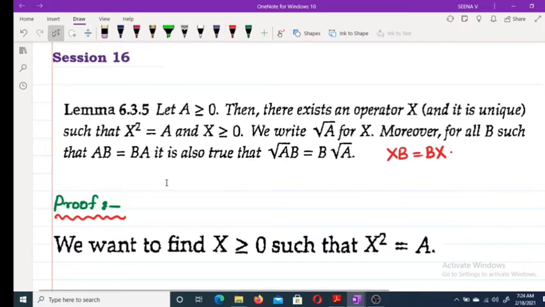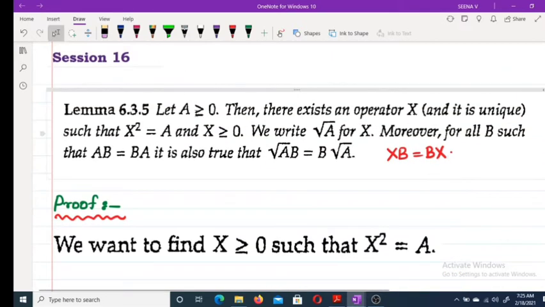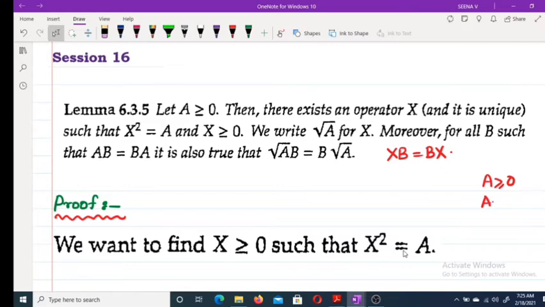So moving to the proof, hope the statement is clear. What we have to prove? We want to find an x greater than or equal to 0 such that x square equal to a. The only condition given is a greater than or equal to 0, and we have to prove that there exists an x greater than or equal to 0 such that x square equal to a. What is the meaning of a greater than or equal to 0? It means the inner product axx, the product (ax, x) is greater than or equal to 0, and we know that if this is true then a is a symmetric operator.